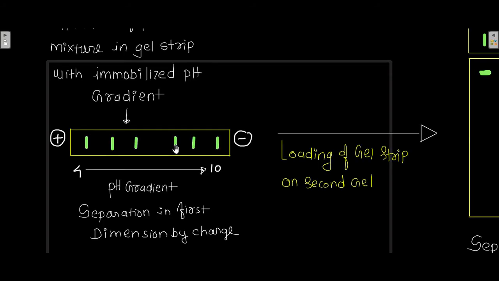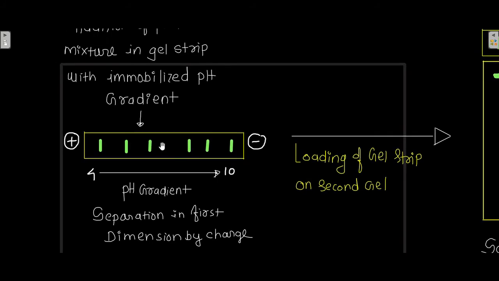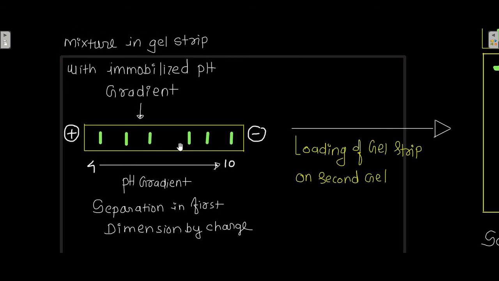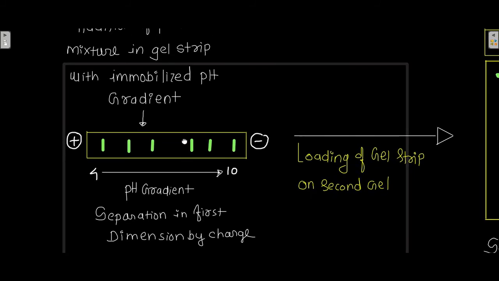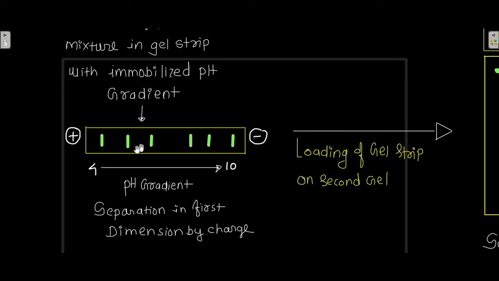So this is your gel strip which has an immobilized pH gradient on it. On this gel strip the pH goes from 4 to 10, and we add the protein mixture onto the strip. The separation of proteins then happens according to their isoelectric point, and this is known as isoelectric focusing: the separation of proteins based on their isoelectric point.